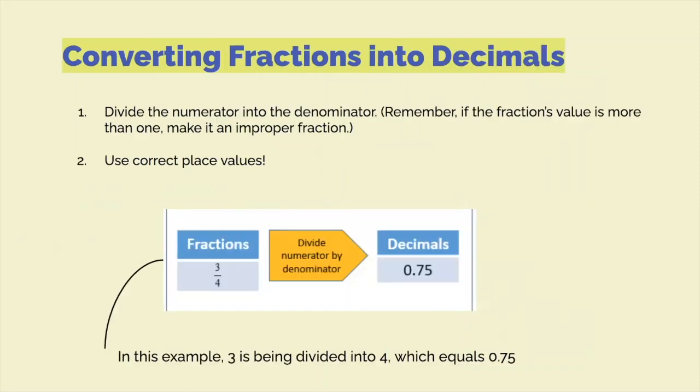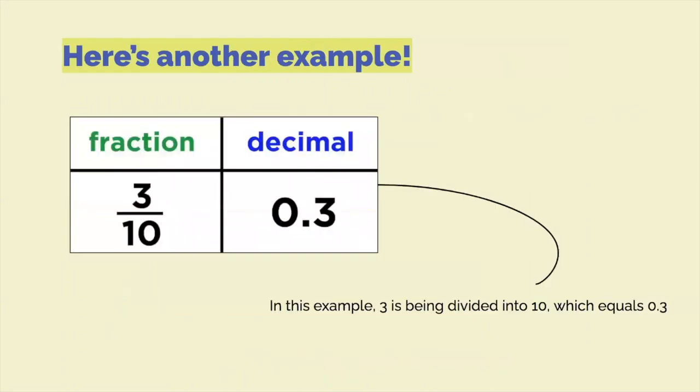Converting fractions into decimals. The first step is to divide the numerator into the denominator. Remember, if the fraction's value is more than 1, make it an improper fraction. Step 2 is to use correct place values. So in this example, 3 is being divided by 4, which equals 0.75. Here's another example. So we have the fraction 3 over 10, and we are dividing 3 into 10, which equals 0.3.